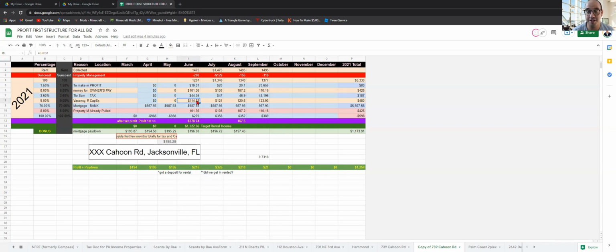In some accounts, I separate them. Like I said before, this is build to rent. So the CapEx is kind of non-existent right now. There's no CapEx, so it's easy to put it together.